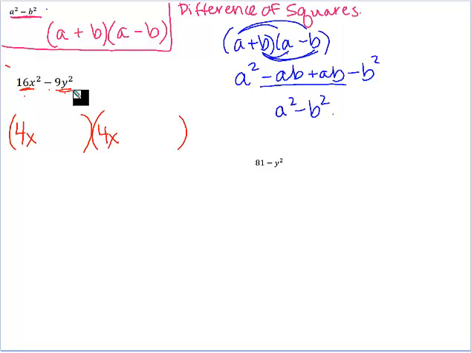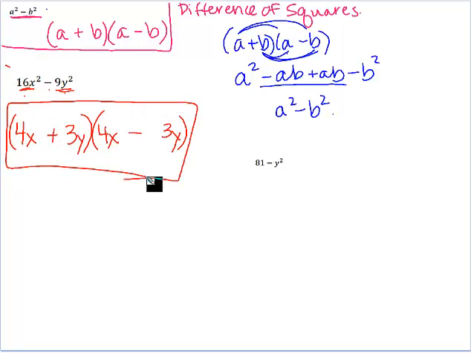9y squared is a perfect square of 3y. And then you make 1 plus, 1 minus. So 16x squared minus 9y squared factors to 4x plus 3y times 4x minus 3y.